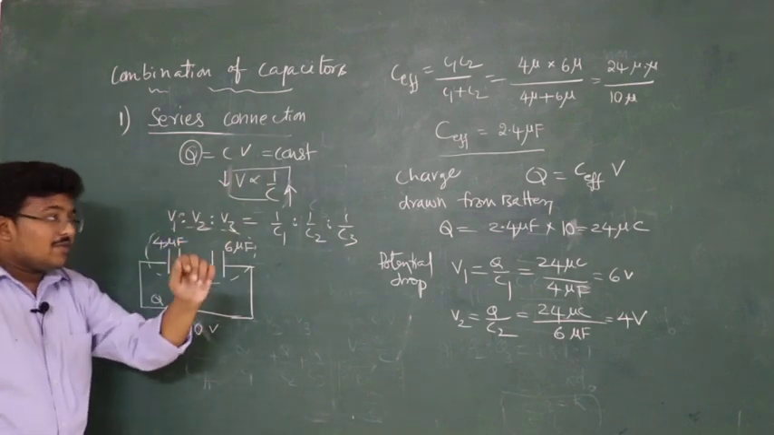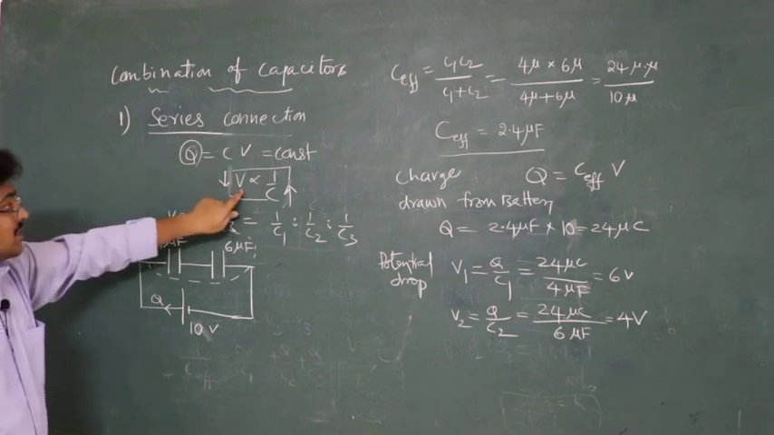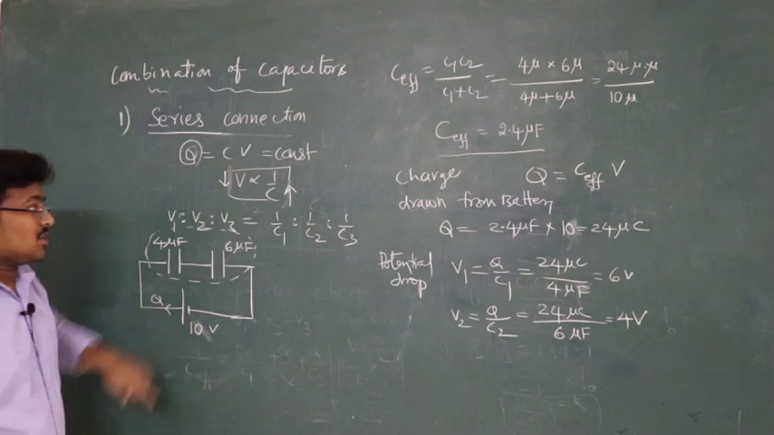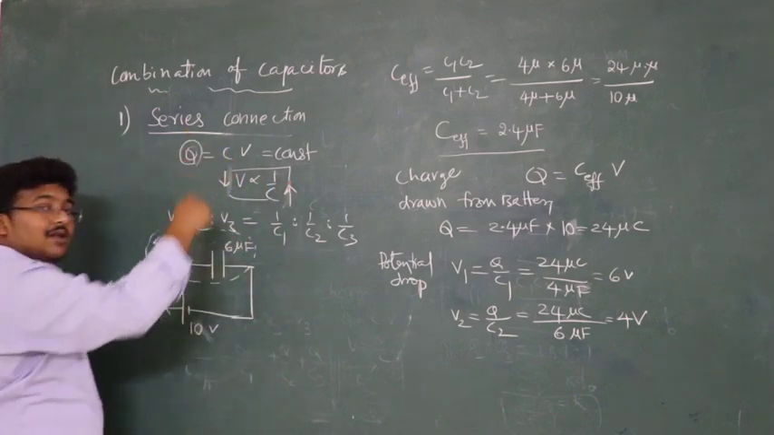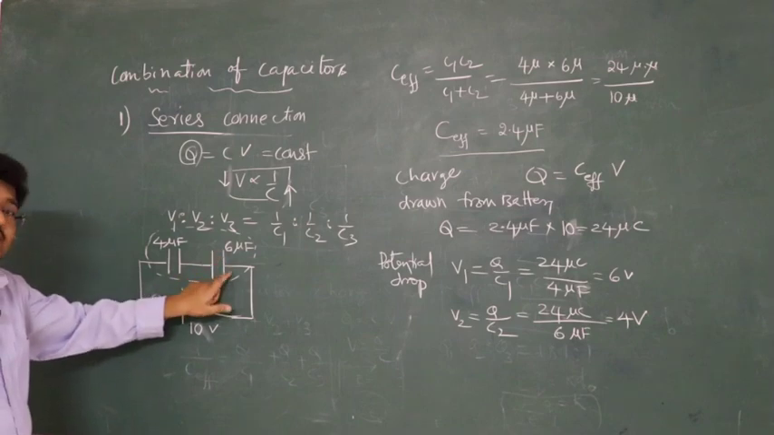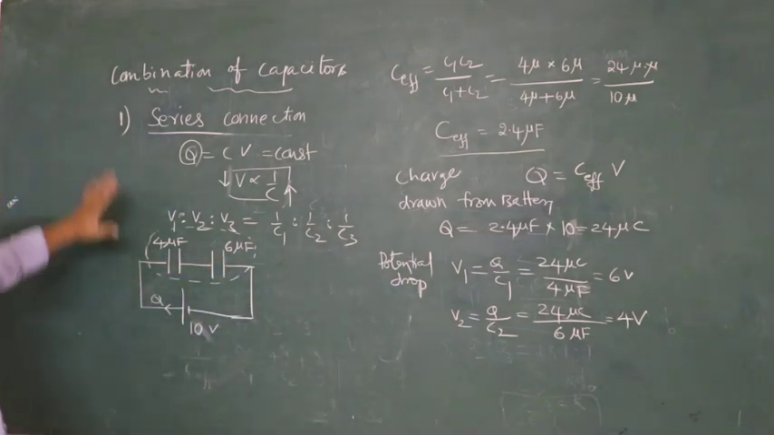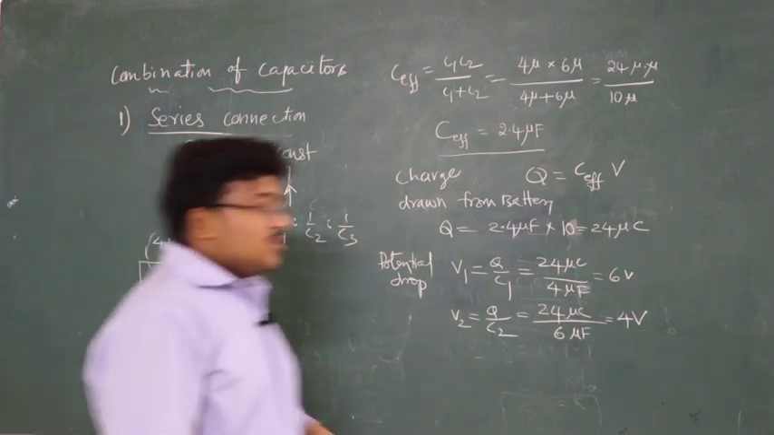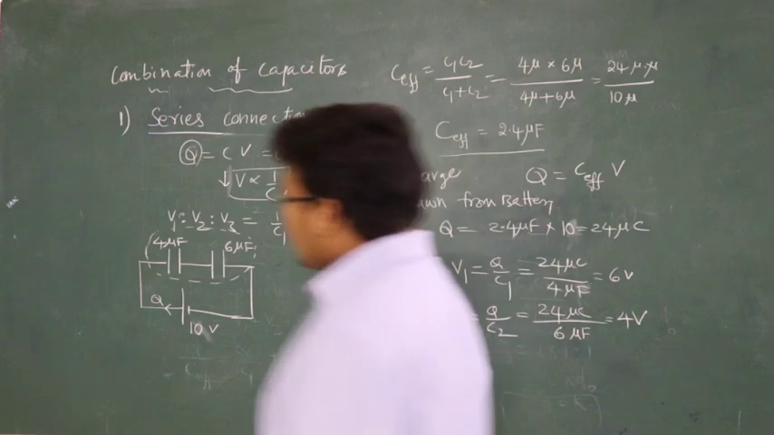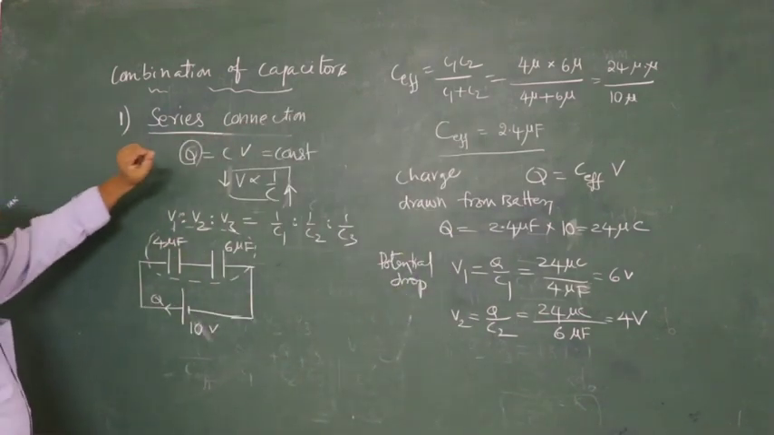So that is why we can say that in a series connection, the potential drop is inversely proportional to capacitance. The more the capacitance, the less the voltage drop. See, which one has more capacitance? 6. Here there is less drop, which means 4 volts. So this is how to solve these series circuits. We will see a number of problems, no problem, right? So this is basically the series connection of capacitors.